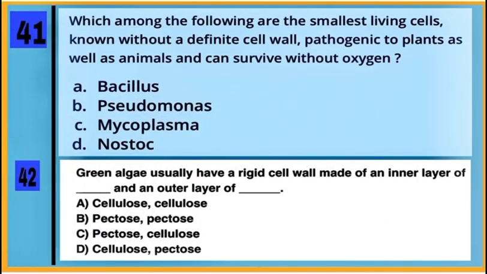Question 41. Which among the following are the smallest living cells known without a definite cell wall, pathogenic to plants as well as animals, and can survive without oxygen? These are mycoplasma. So here correct option is C. Question 42. Green algae usually have a rigid cell wall made of an inner layer of dash and outer layer of dash. Option D is correct. Green algae usually have a rigid cell wall made of inner layer of cellulose and outer layer of pectose.